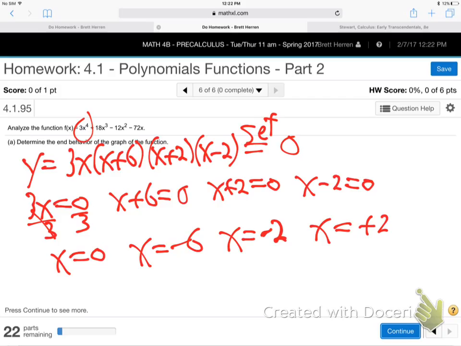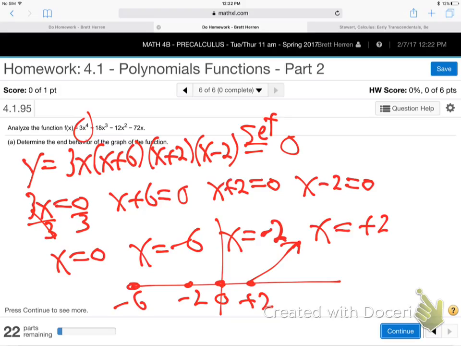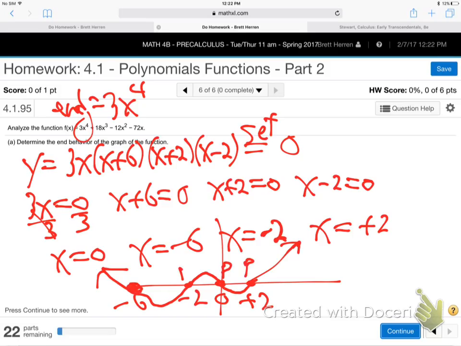Really easy. In fact, I just want to even do the graph real quick. So you'd have a minus 6, a minus 2, a 0, a plus 2. It's going up to the right because the end behavior is 3x to the 4th. That's positive, that's up. It's going to pass through, pass through, pass through, pass through. They're all passers through because all of them are first power. They're all odd powers. So they're all passers through. No bouncers. No 2 powers. So there's the general graph.